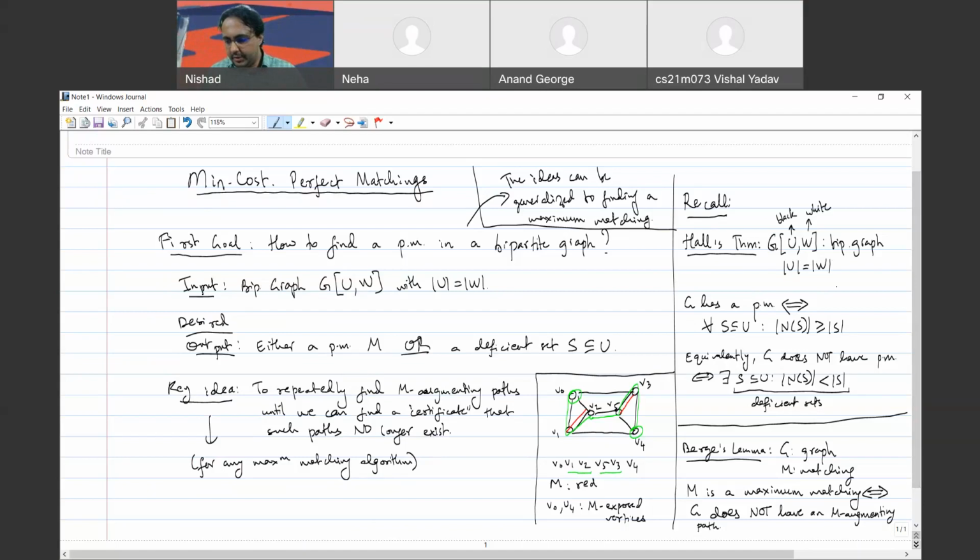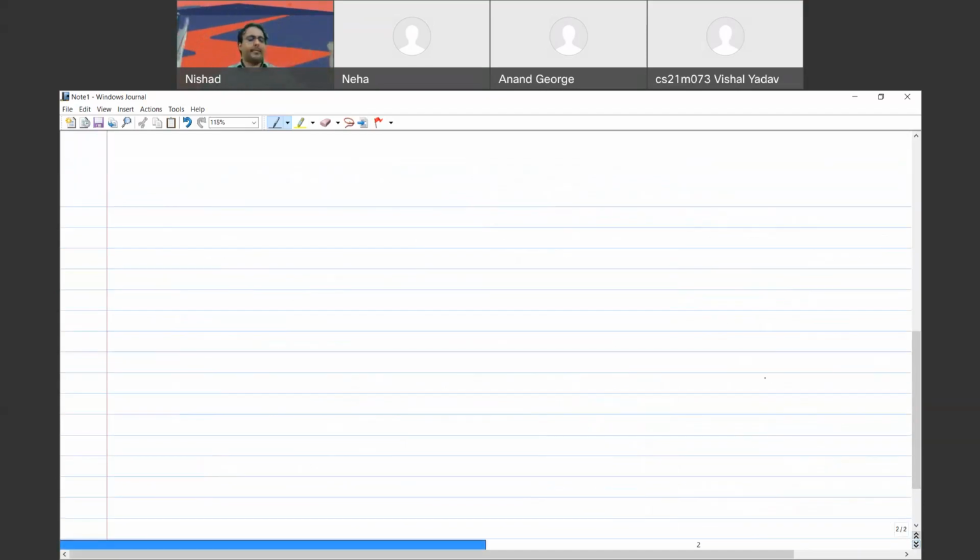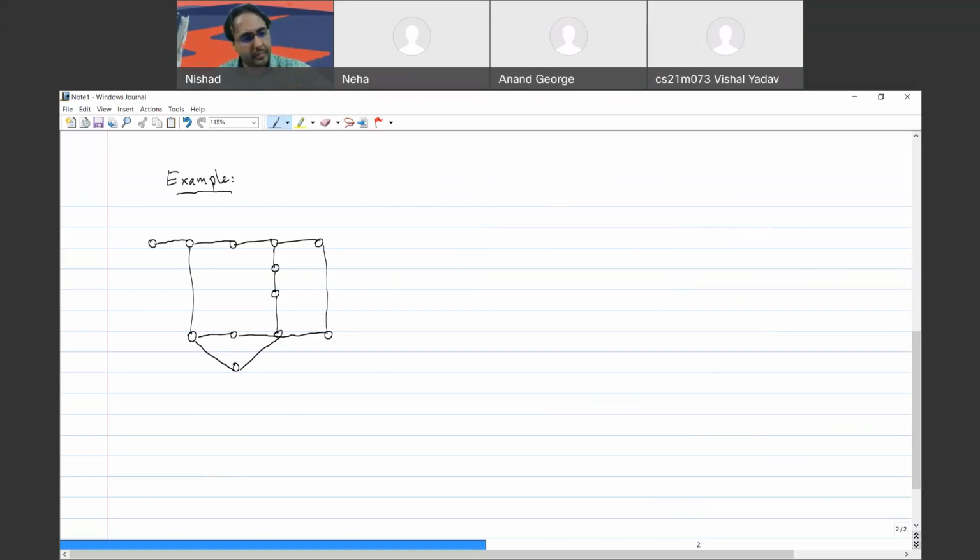All right. So let's change the page. Okay. So let's start with some examples. So okay, let's say this is our graph, and let's color the vertices. These vertices are black, and the others are white.